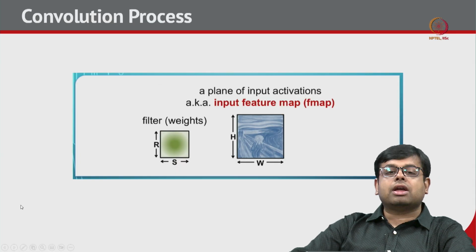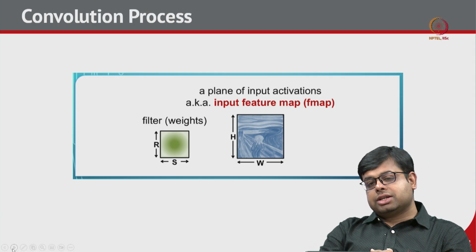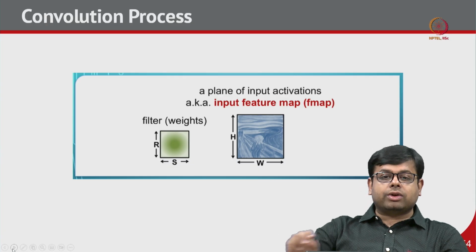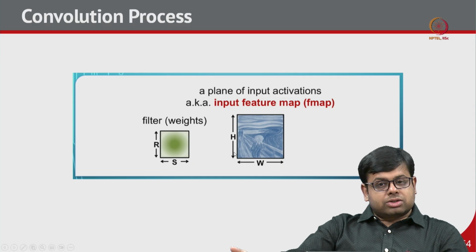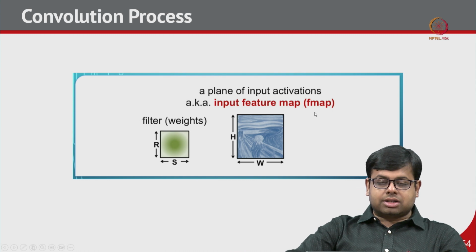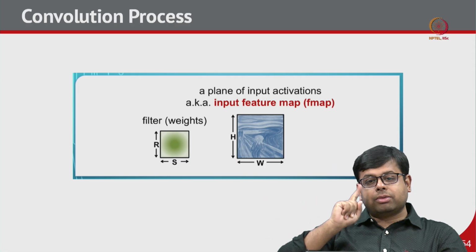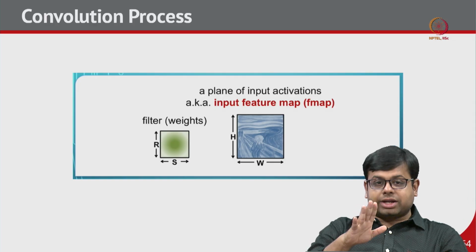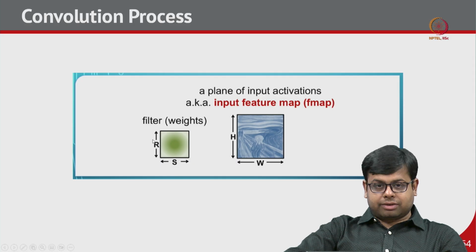Now let us see what exactly this convolutional operation is. Remember, the convolutional neural network is very useful for images. So let us say we have this input image, a plane of input activation, that is also known as the input feature map, denoted as fmap. Let us say the image height is H and width is W. Remember, we mentioned that whenever we have a convolutional operation, we have weights or filters. So let us say we have this R by S filter.